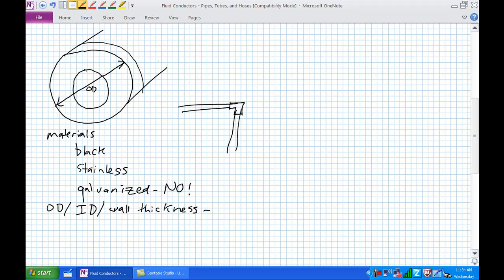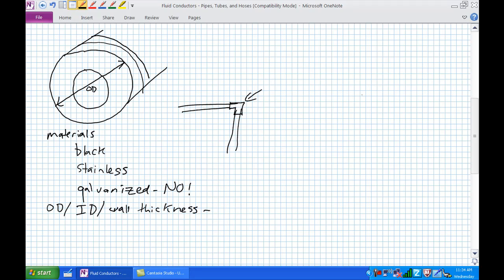Well, there's a thread on this end here which threads into that fitting. And again, you're going to put some pipe tape on there and thread it into it to the specific torque that you need. And that's the reason why pipes are ordered in OD, because this fitting can fit all different types of pipes of all different wall thickness, and ID for that matter, as long as the OD is the same. So that's pretty neat. That's why pipes are ordered in OD, okay?